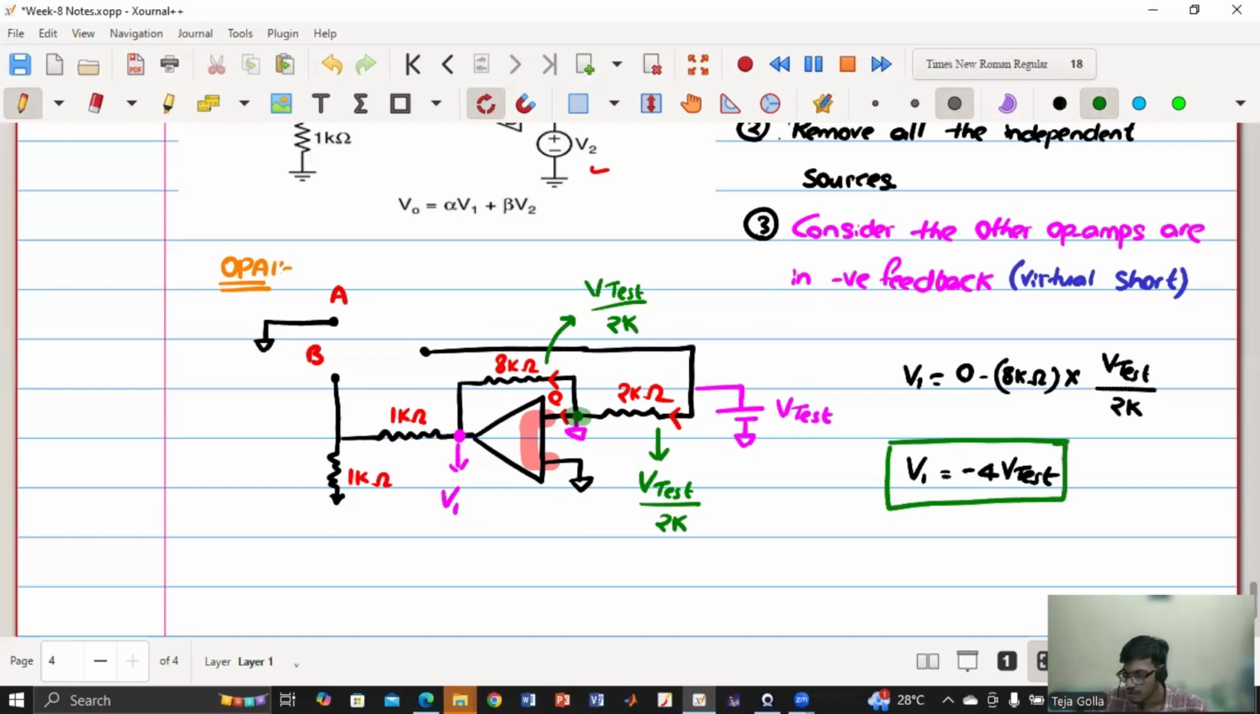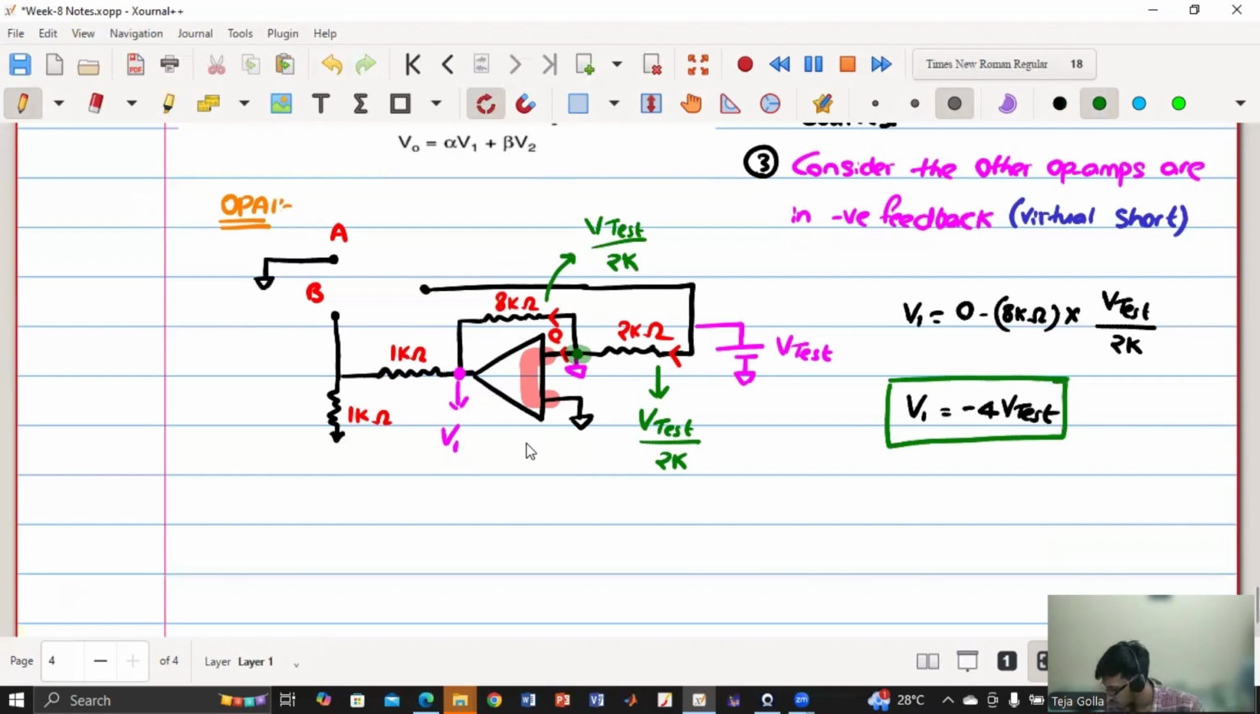Can you tell me what will be VB in terms of V1? What is my VB? Anyone? What is VB in terms of V1? So this is my VB. So VB is nothing but V1 by 2, right? Because it's a resistive divider. Agree?